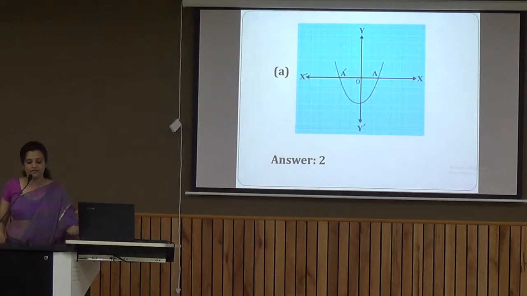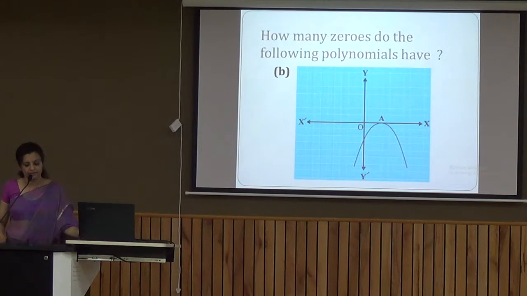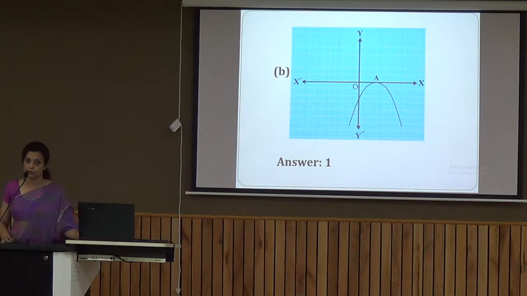Yes. Why? Because the 2 points are A dash and A, and this graph is intersecting the x-axis at these 2 points. Same goes for B. Where is it intersecting? See, although it is a polynomial of degree 2, still it is intersecting at only 1 point, so we shall assume that there is only 1 zero.